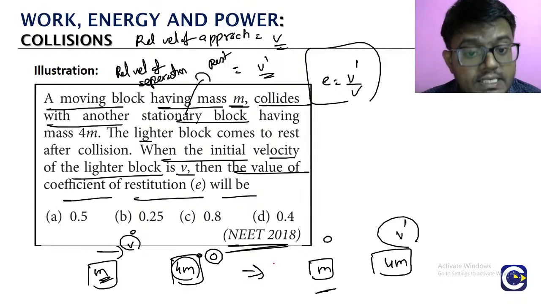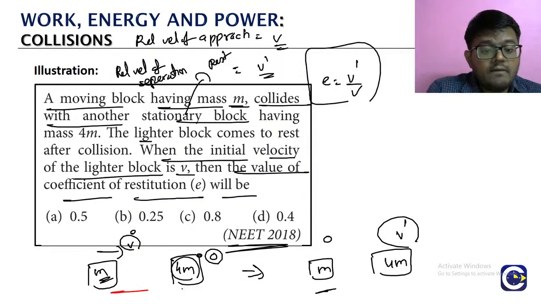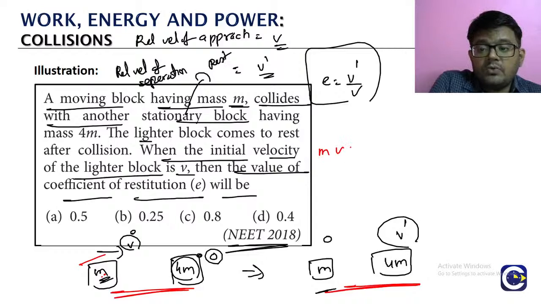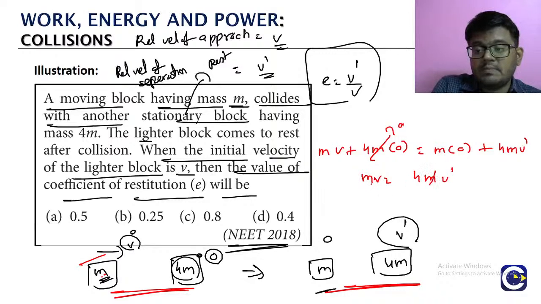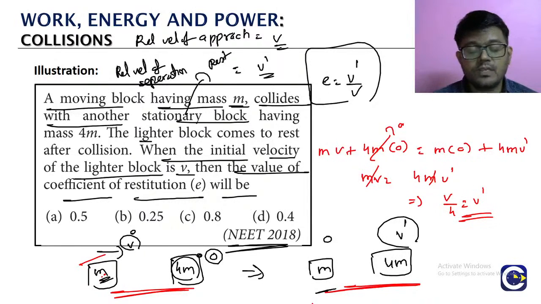How can we calculate it? We have only one principle. What is it? Conservation of momentum. So what is the initial momentum? Only the lighter mass will have momentum initially, and 4m has 0 velocity. So m into v plus 4m into 0, and 4m into 0 is 0 only. The total initial momentum is equal to the total final momentum, which means m into 0 plus 4m into v dash. So on the left side we have m into v equal to 4m into v dash. Cancel m, so v by 4 is equal to v dash. What is the v dash value?